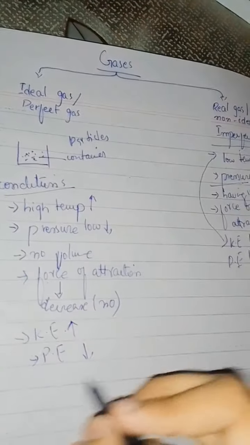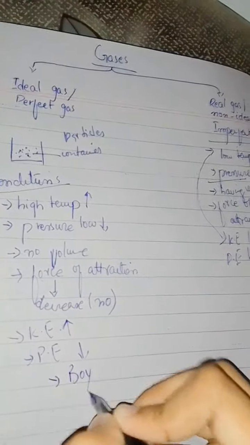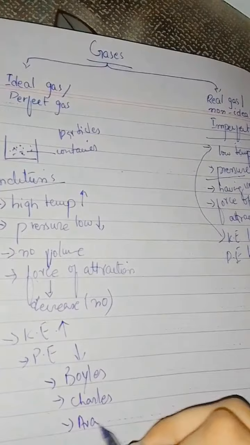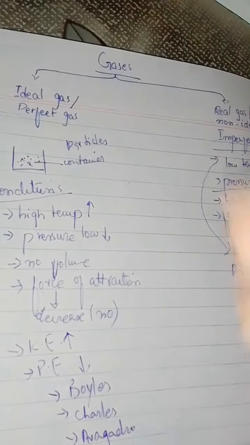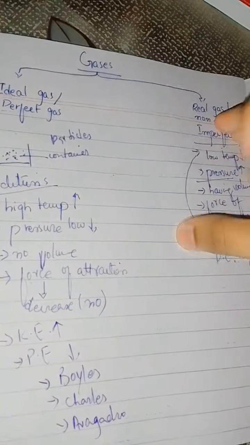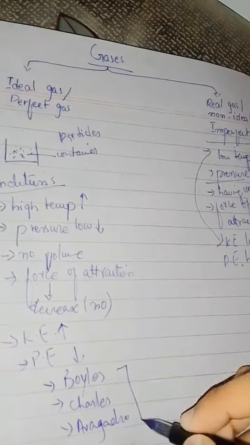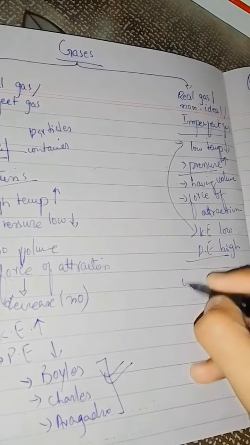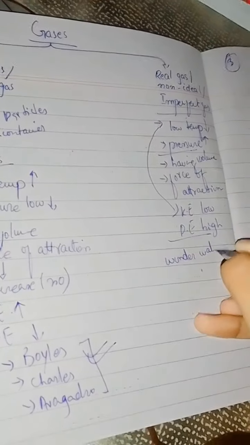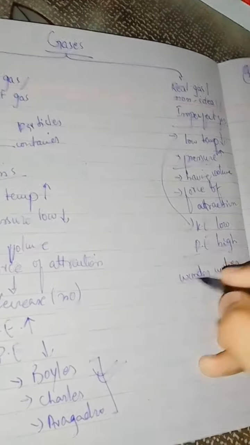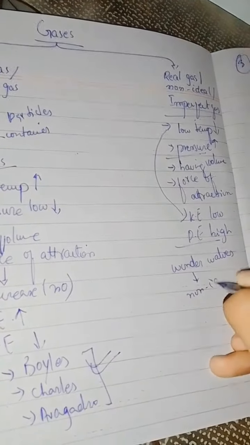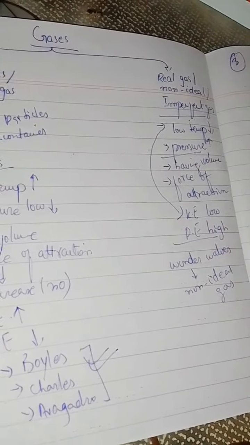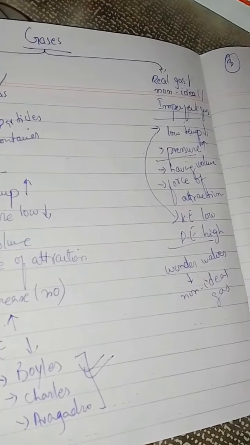Now three scientists, Boyle, Charles, and Avogadro, all discussed the ideal gas. They did not discuss the real gas. But there was a scientist, van der Waals, who gave the concept of the non-ideal gas, meaning the real or imperfect gas.